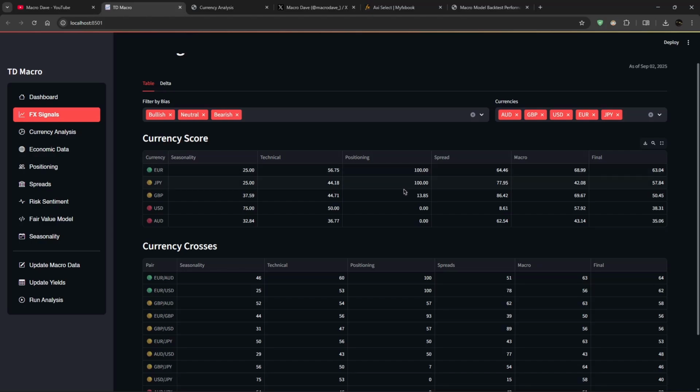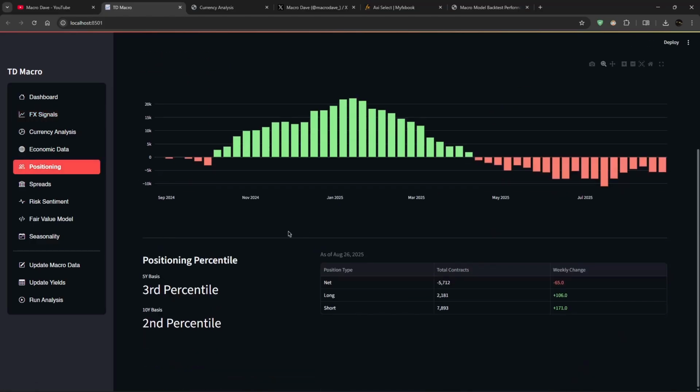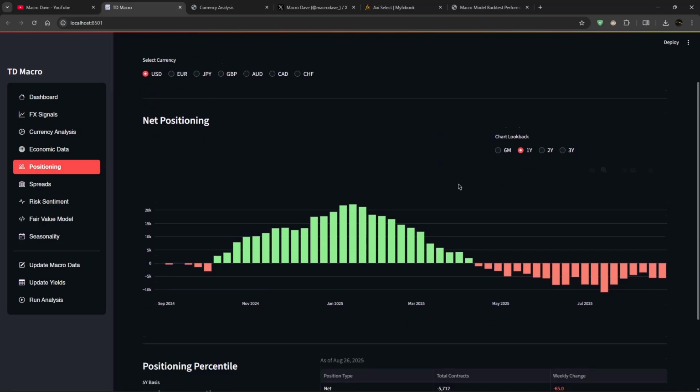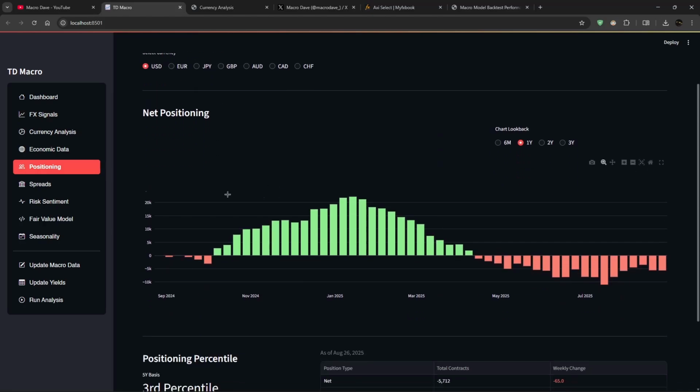So this is what this positioning score essentially reflects. It shows how bullish or bearish institutions are on a particular currency and their momentum. So a score of 100 means that they are extremely bullish on the Japanese yen, extremely bullish on the euro, and extremely bearish on the USD and extremely bearish on the Australian dollar. So that's essentially what the positioning page reflects, but you can just come here to view the analysis yourself.